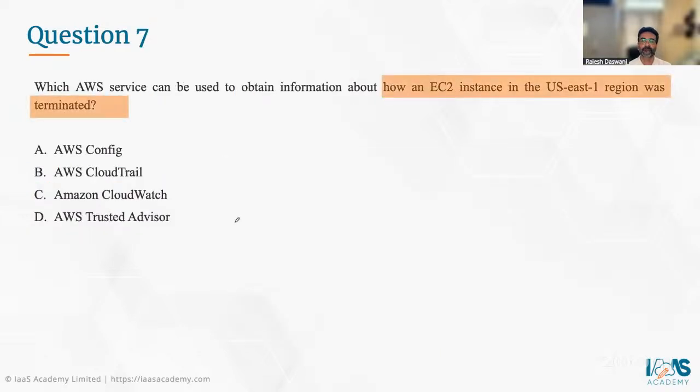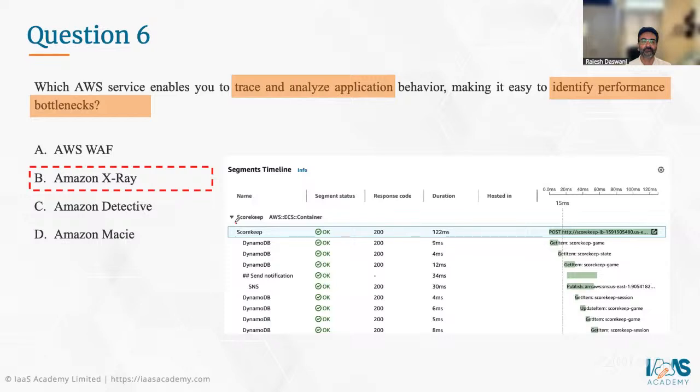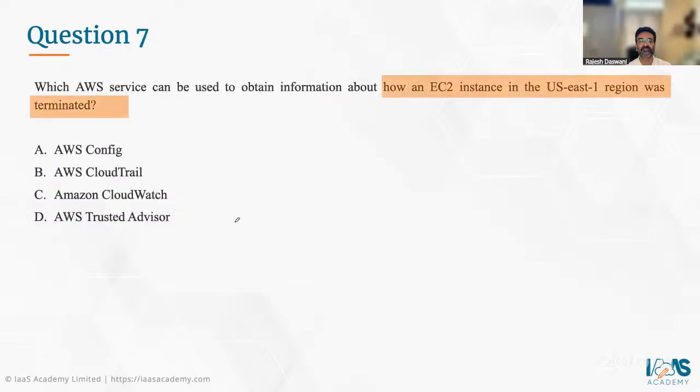Question 7. Okay, so, question 7. Which AWS services can be used to obtain information about how an EC2 instance in the US East 1 region was terminated? Okay, so the key phrase here is how an EC2 instance in the US East 1 region was terminated. You want to obtain information about that. Okay, so the answer to that one is CloudTrail.